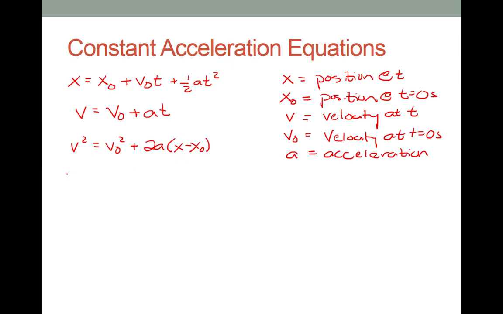The last one is for the average velocity. So v with a bar over it. Notice it's not an arrow in this case. It is a bar indicating average in the mathematical sense. And that is the sum of the 2 velocities divided by 2.